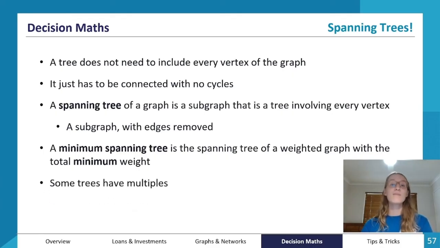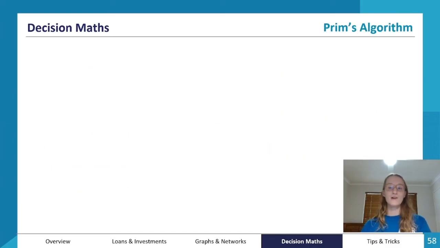And some graphs can actually have multiple different minimum spanning trees. There could be a few different solutions that could help us get the total minimum weight. So that's important to keep in mind as well.